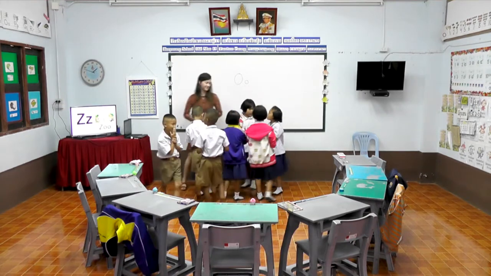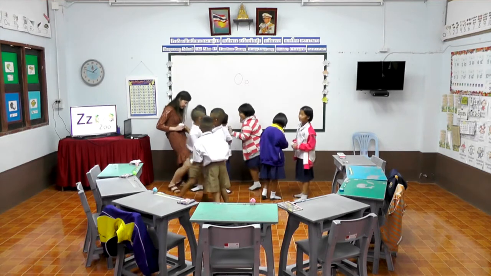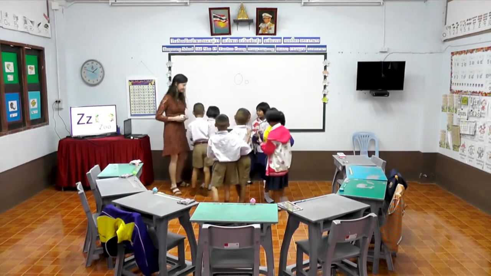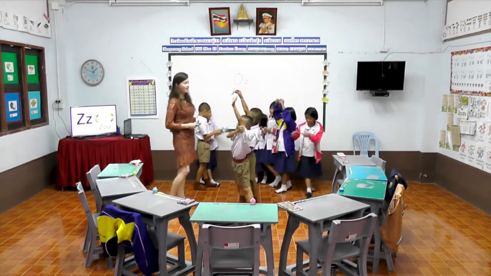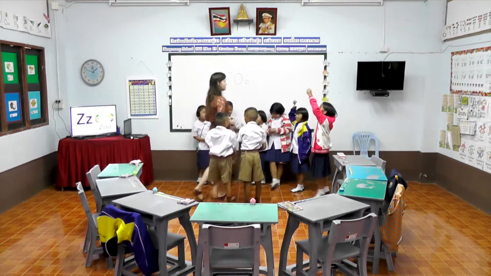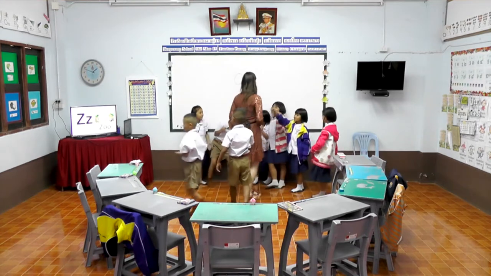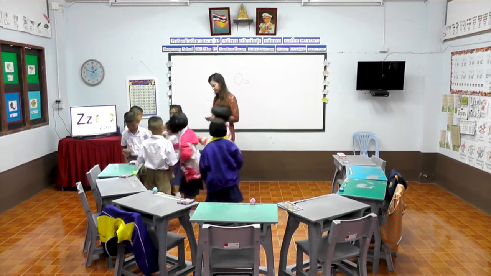Okay, find your partner. Yes, like that. It's an N. N like that. If you found your partner, put your letter up in the air. What letter is this? M. That's right. B. We have B here. Q. N. Put your letters there.